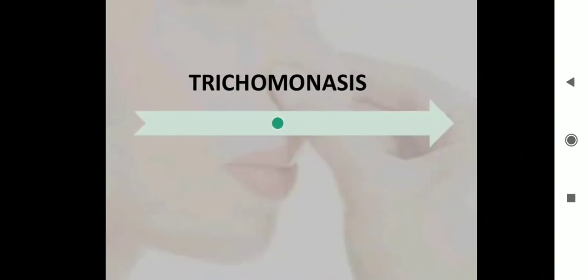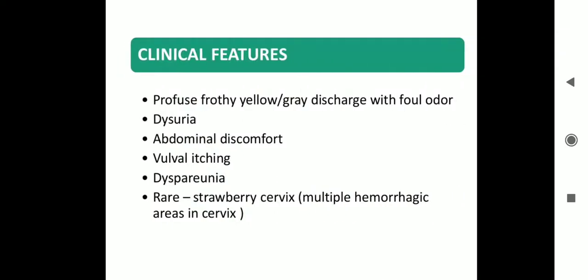Avoid sexual relationship. The other one being trichomoniasis. There will be profuse frothy yellow or grey discharge with foul odor. You will be having dysuria, abdominal discomfort, vulval itching, dyspareunia. Then the classic cervix, which is described as strawberry cervix with multiple hemorrhagic areas in the cervix. It is classical for trichomoniasis.